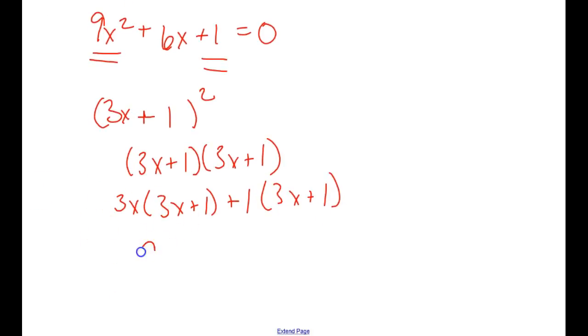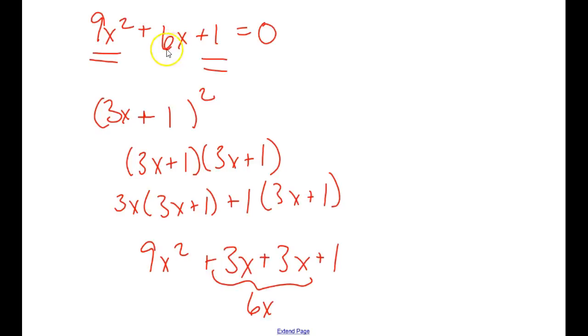So 3x times 3x is 9x squared. 3x times 1 is 3x. 1 times 3x is 3x. 1 times 1 is 1. And if I combine these two middle terms, I end up with 6x, which is what I started with, so I know that my factoring was correct.